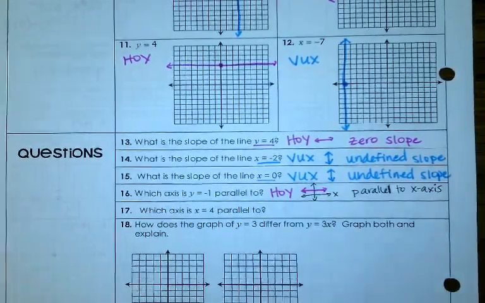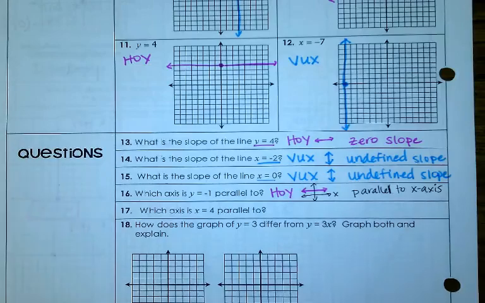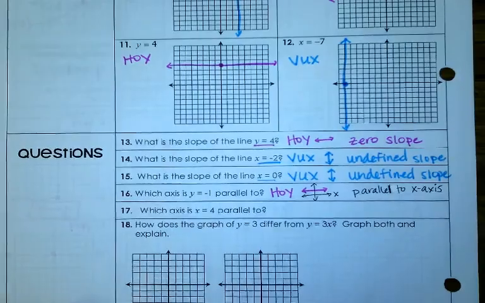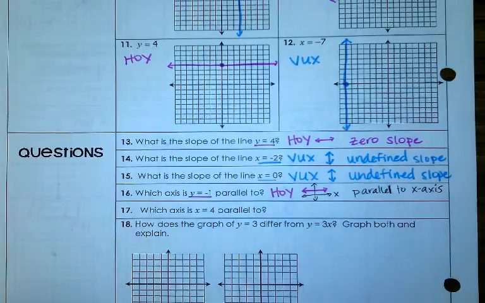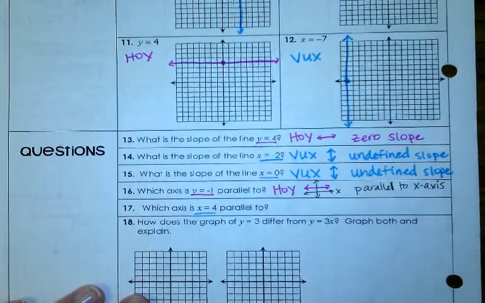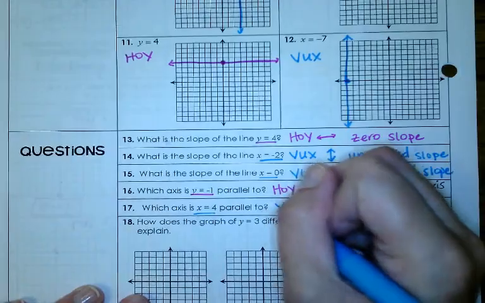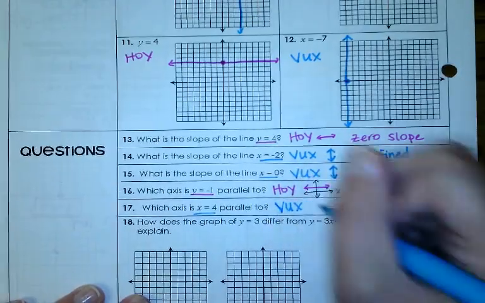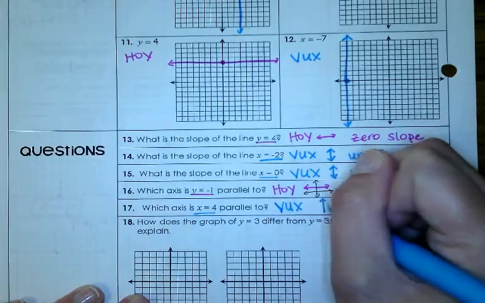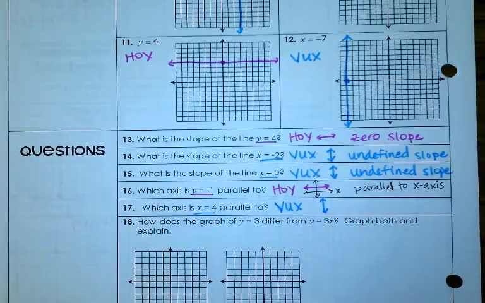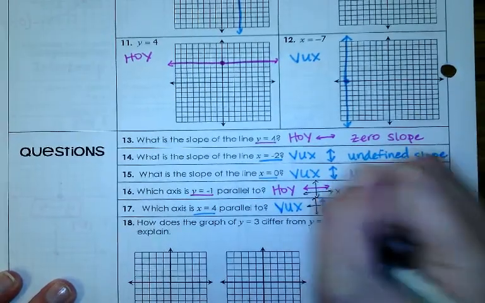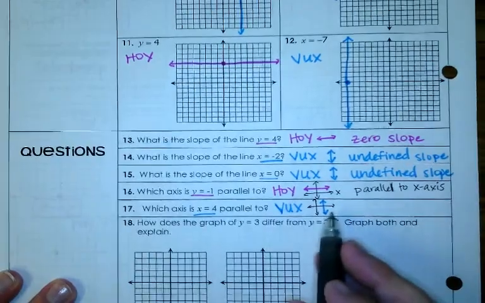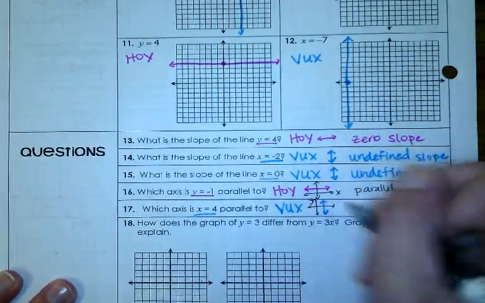Which axis is x equals 4 parallel to? Well, guys, is x equals a VUX or a HOY? X equals is a VUX. So that's a vertical line. Okay? If I draw this, I drew a little sketch here. Which axis is it parallel to? The y-axis. So this one is parallel to the y-axis. How do you guys feel about that? Pretty good?